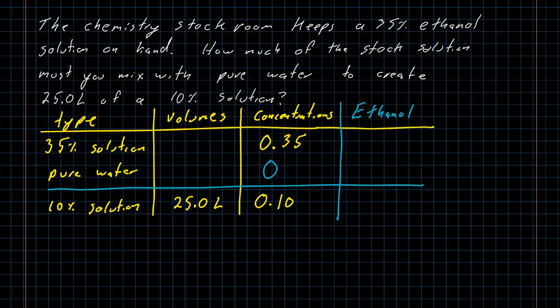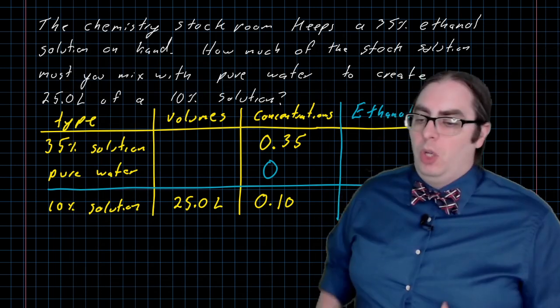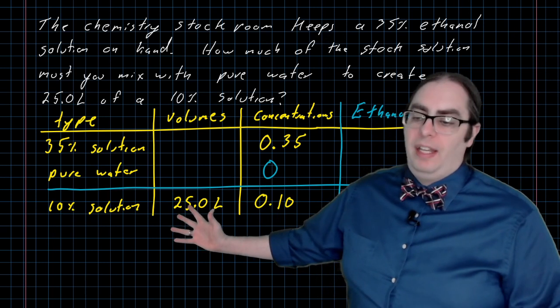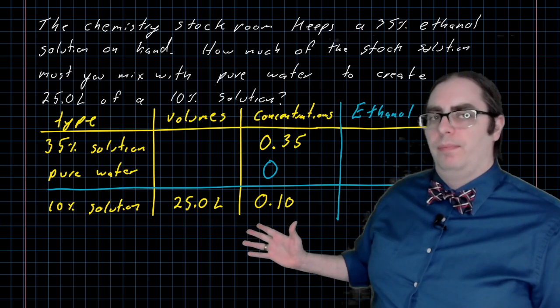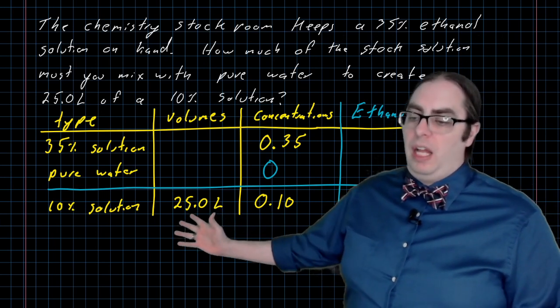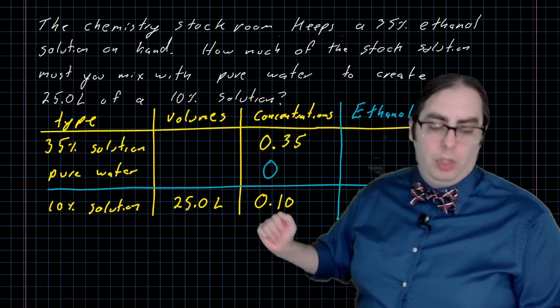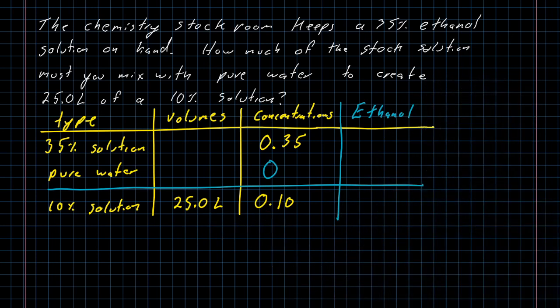When we are looking at the information that we're given, something that's going to be very useful to us is knowing the amount of ethanol. And right now, we don't have a lot to go on. We do know that we want at the end 25 liters of our 10% solution. And if we take 10% of 25, multiplying these two columns together, we get that there are 2.5 liters of ethanol in our final result.